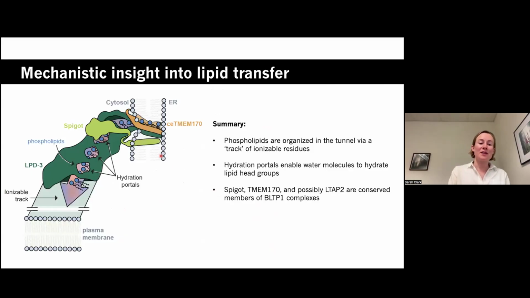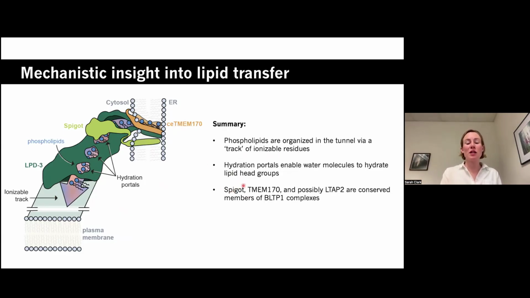So finally, this cartoon is a quick summary of what we learned from our cryo-EM structure. We learned that phospholipids are organized in the tunnel via this track of ionizable residues that runs all the way from the ER membrane through the entire length of the tunnel that we can see. It interacts with the head groups in order to organize them into rows. We also saw these big hydration portals in the tunnel that we believe are allowing water molecules to enter the tunnel and hydrate the lipid head groups, potentially facilitating flow.